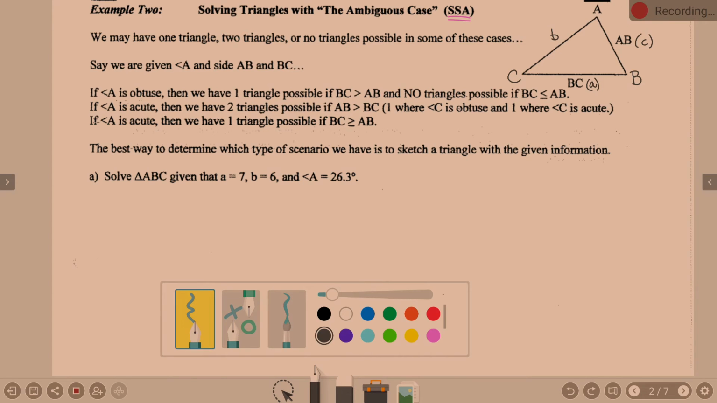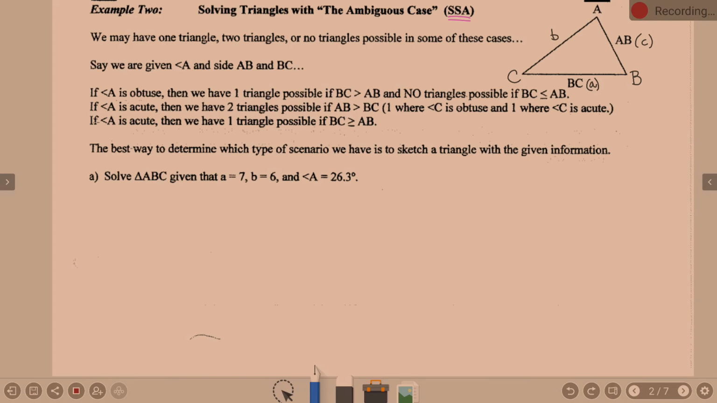Now, we are being provided, so notice it says we are given angle A. We are given side AB, which is side C, and side BC, which is side A. Depending on this angle, if angle A is obtuse, then there is one triangle possible, assuming that side A is bigger than side C. So if angle A is obtuse, there's one triangle possible if side A is bigger than side C, and there are no triangles possible if side A is smaller than side C.